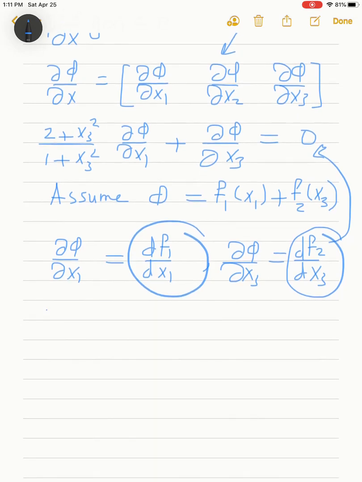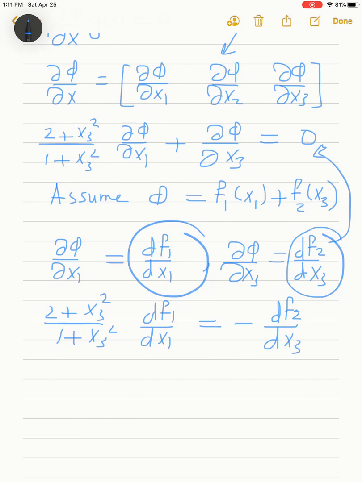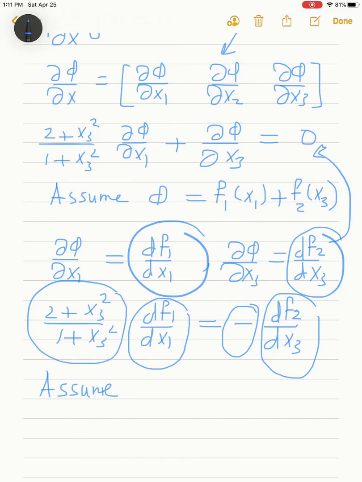That will give us (2 plus x3 squared) over (1 plus x3 squared) times df1 by dx1 equals minus df2 by dx3. Now, to solve this equation, we can assume that df1 by dx1 is equal to minus 1 and df2 by dx3 is equal to this fraction, and that will give us two ordinary differential equations that can be solved for x1 and x3.